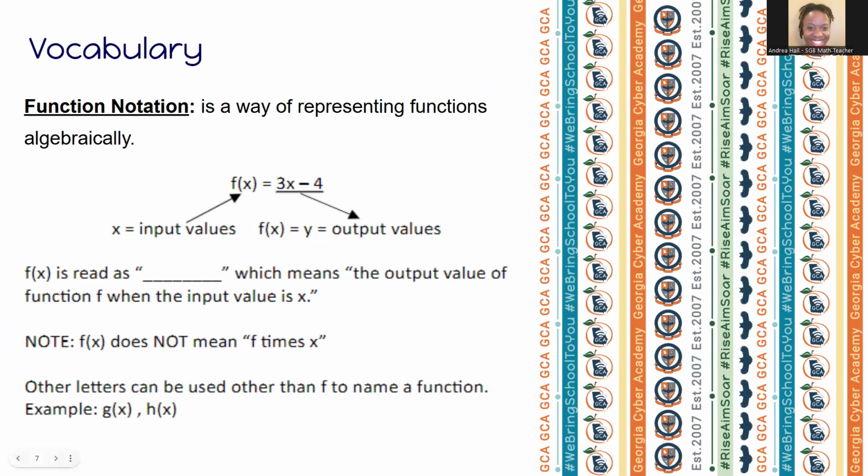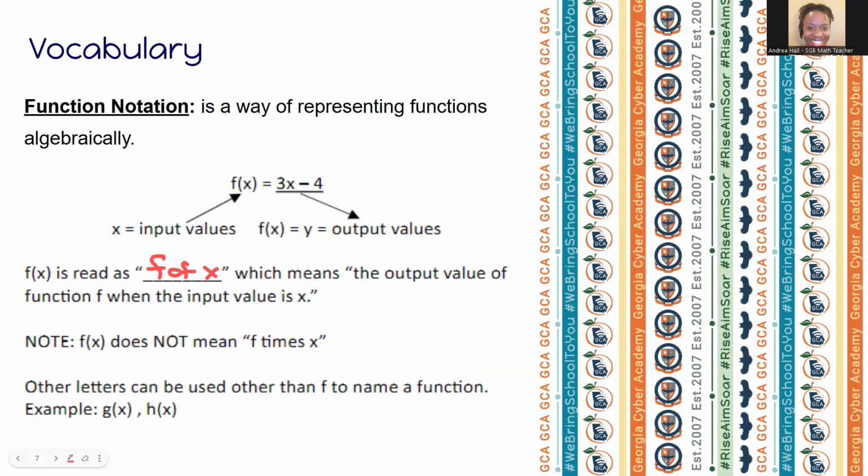When we read this, it is read "f of x." This is important that you understand: it does not mean multiply. f of x means the output values of the function f when the input value is x. Note, f of x does not mean f times x. Other letters can be used other than f to name the function. For example, we can use g of x, we can use h of x, okay?